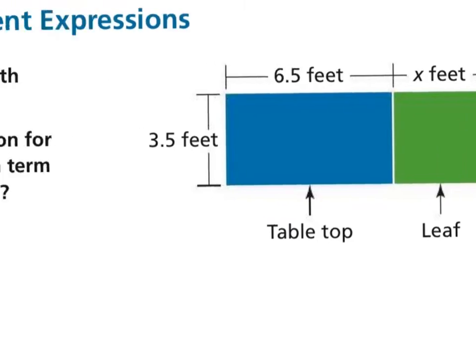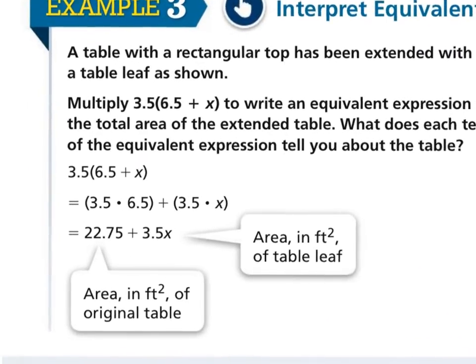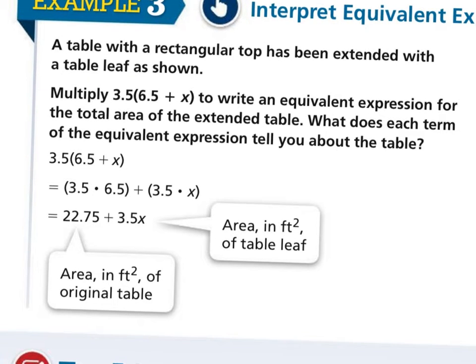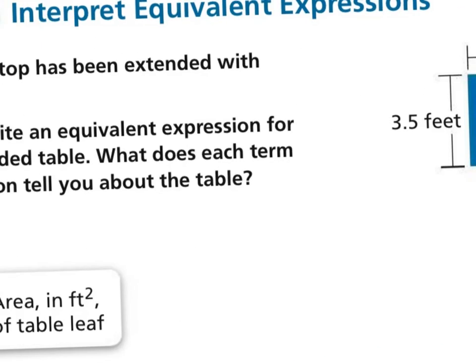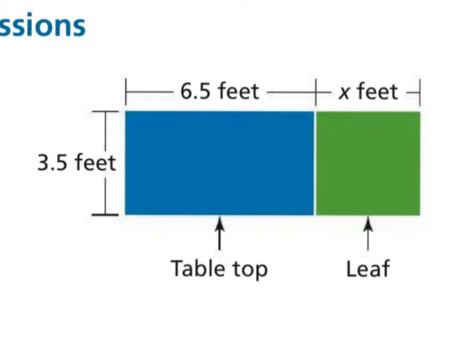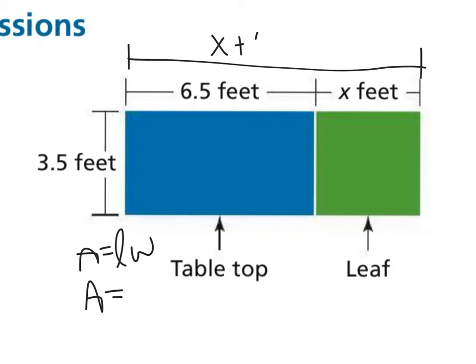So if we look at this, it says multiply 3.5 times the quantity 6.5 plus x to write an equivalent expression for the total area of the extended table. So if we look at this, we did an extension, we still have a rectangle though. So basically what they're saying is, we know area of a rectangle, we take length times width. So we could say one of our dimensions here, this whole thing, would be like x plus 6.5. The other direction is just 3.5.